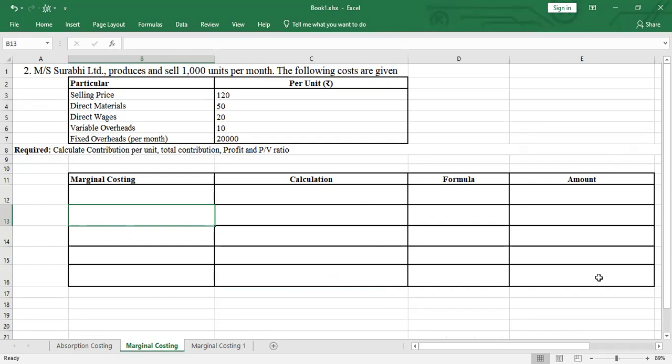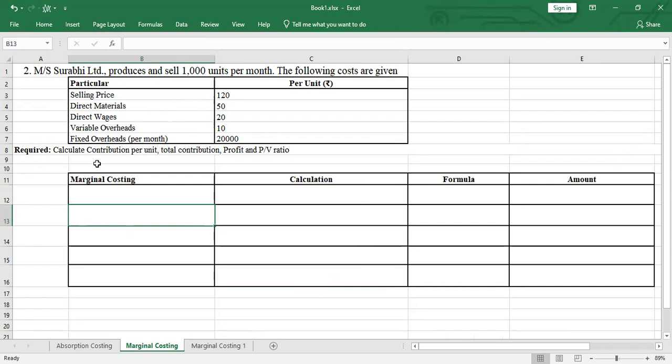Hello everyone. In this small video, I am going to solve a simple question of marginal costing. Let's move forward to the question. Mr. Rabi produces and sells 1000 units per month. The following costs are given: selling price 120, direct material 50, direct wages 20, variable overhead 10, fixed overhead 20,000 per month.